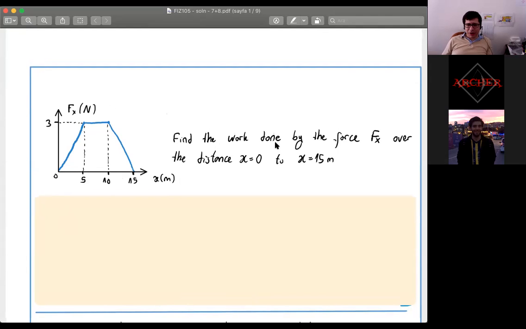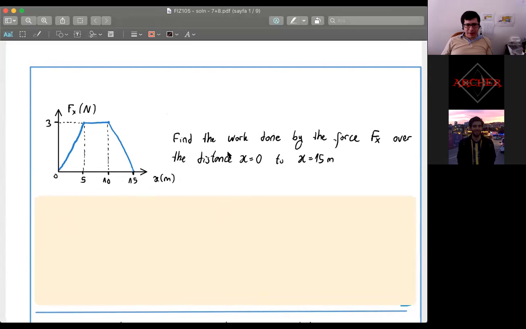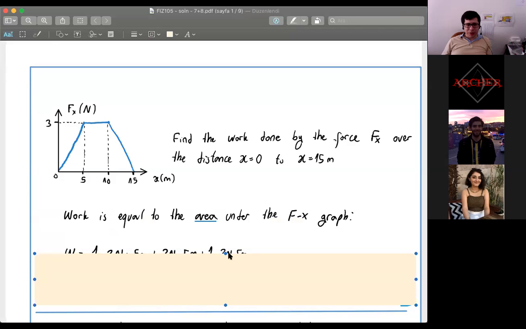Question is, find the work done by this force over the distance x equals 0 to x equals 15, from here to here. Okay, so this is pretty easy to solve if you know that work done by a force is just the area under the force versus position graph.